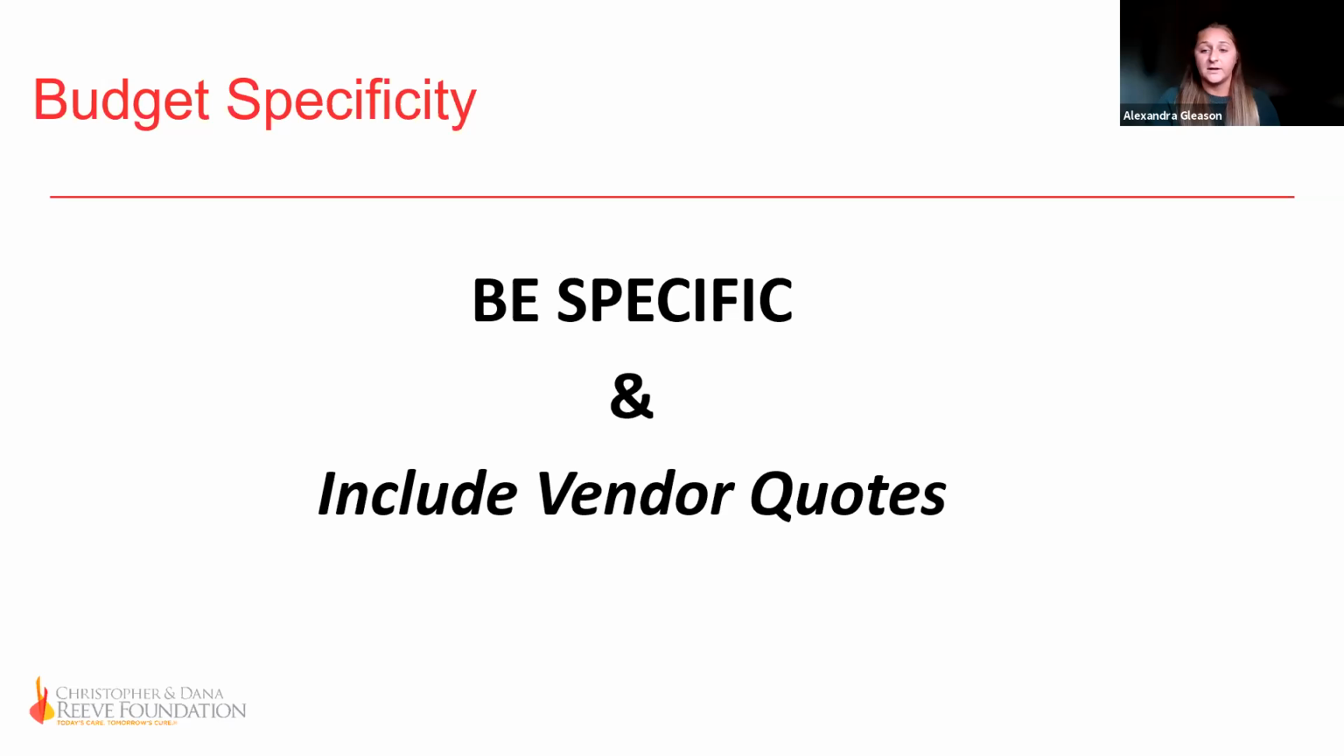I'd like to touch a little bit on budget specificity and vendor quotes. We want you to be as specific as possible in your funding request. So for example, if you're going to request funding for equipment for a loan closet, please be specific in the proposed budget, indicating the pieces and the number of pieces of equipment you're buying. For example, if you're buying eye gaze devices, 4 eye gaze devices at $4,000 per device for a total of $16,000 would be requested.